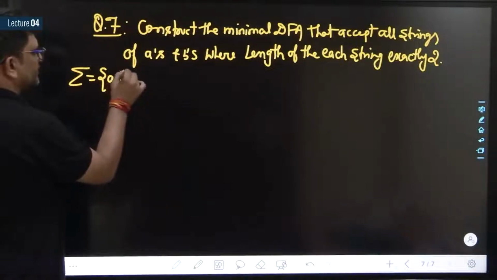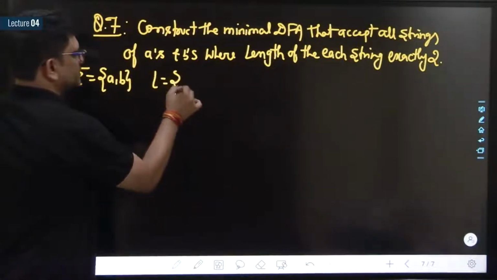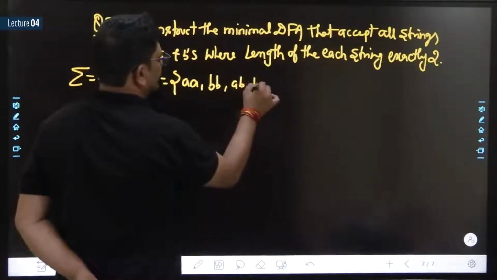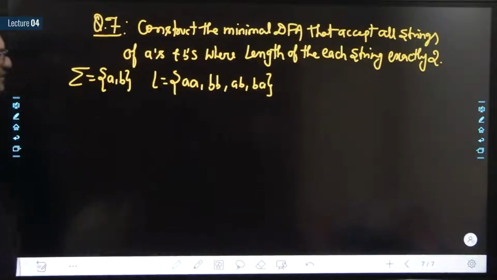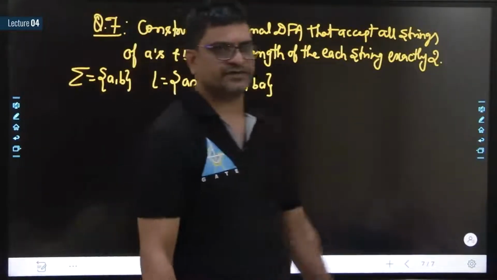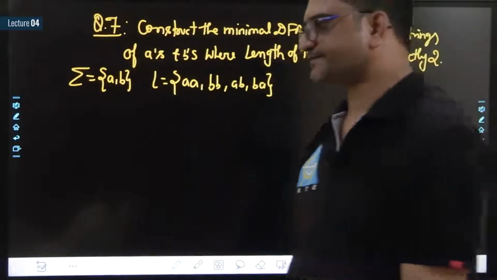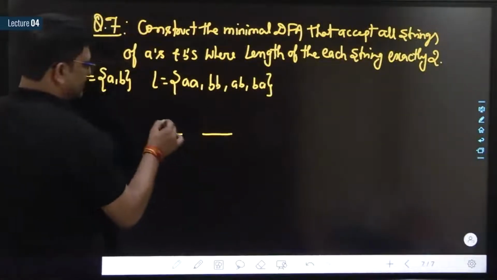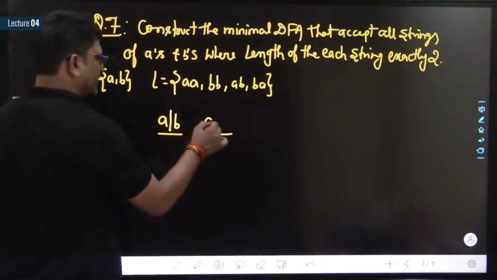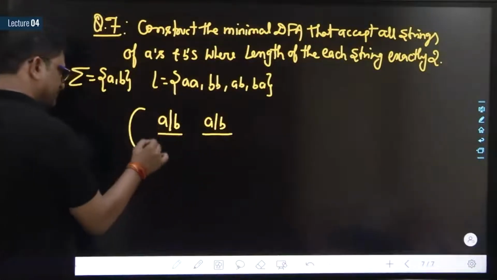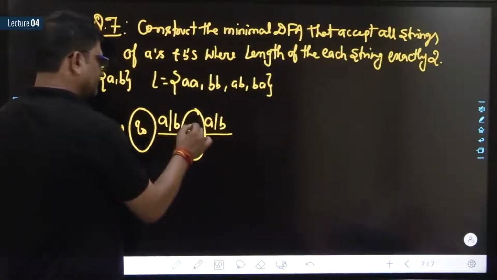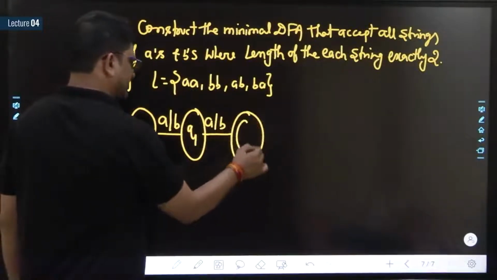Input symbols A and B. What is the language? Double A, double B, AB and BA. This is a finite language. In this language we have only four strings. Clear? Length 1, length 2. Here we can put A or B. This is the initial state, and this one is the final state.